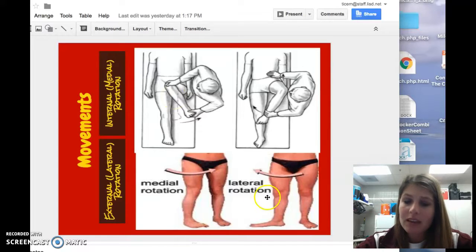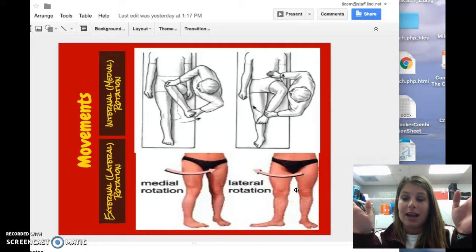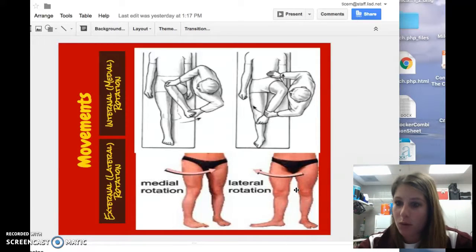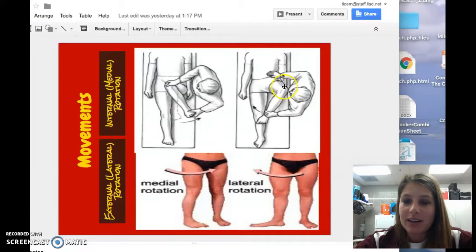On the opposite side of things, the kneecaps over here are facing out. That is lateral external rotation or outward rotation. Same thing here. The knee is pointing more towards the lateral side than the midline. That would be lateral external rotation.